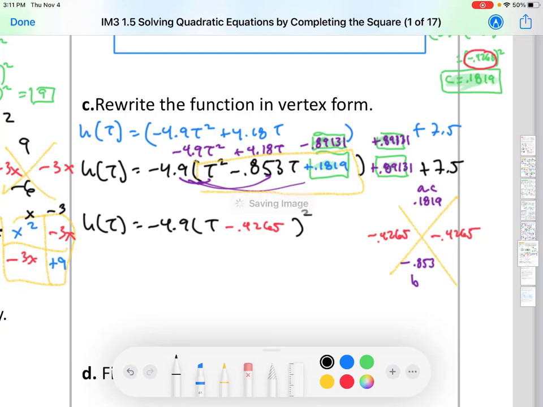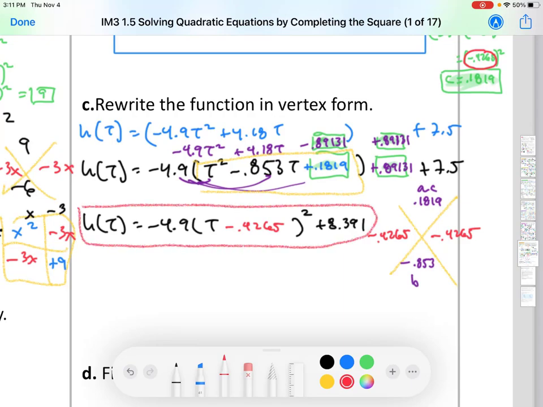7.5 plus 0.89131 gives me 8.391. And this is my answer in vertex form.